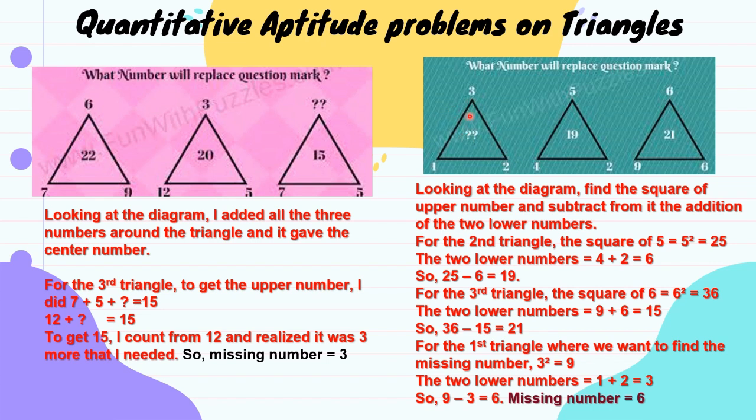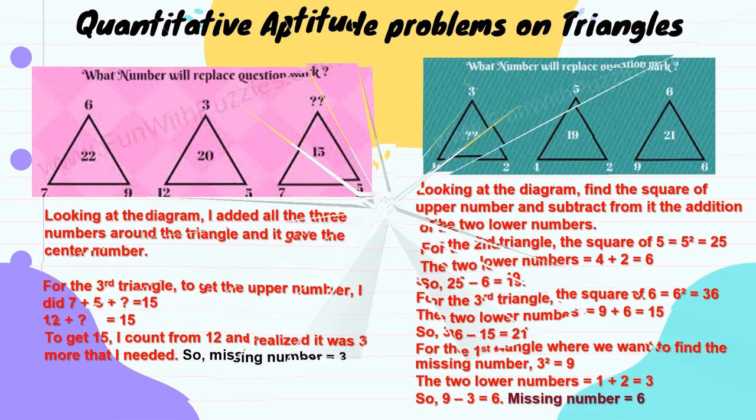So let's go to the first triangle, in which we are looking for the missing number. 3 raised to power 2 is 9. 1 plus 2, 3. When you take away this 3 from the 9, 9 minus 3 will be 6. So the missing number is going to be 6. You can listen to the explanation again. Let's look at another exercise.